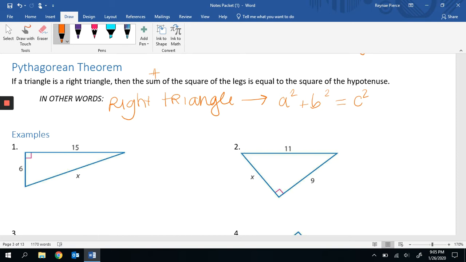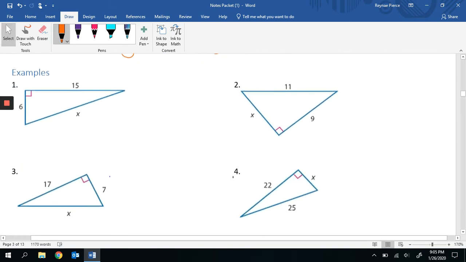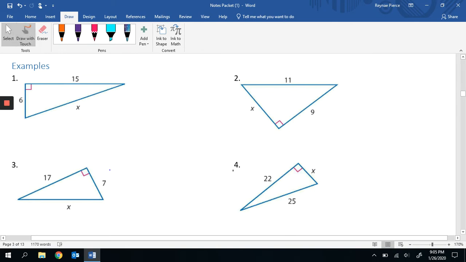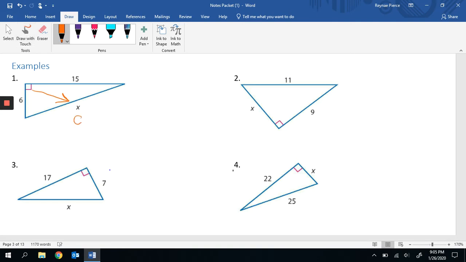Okay, so when we go down to work some of these examples, I like to pick out my C value first. It's always opposite that right angle. It does not matter which side you make A, which side you make B. But then we're going to substitute our values into the Pythagorean theorem. Okay, I said 6 is my A value, 15 is my B value, and X is my C value.